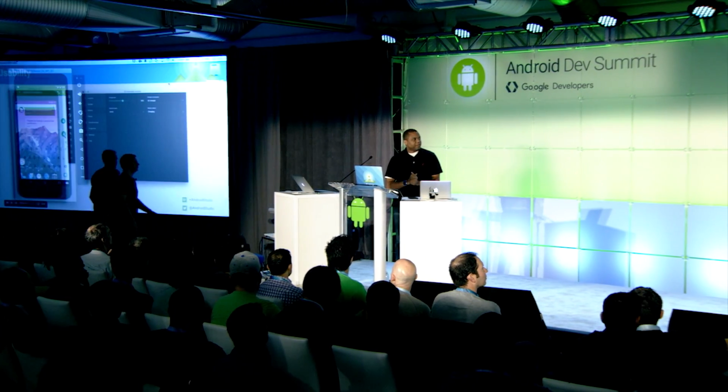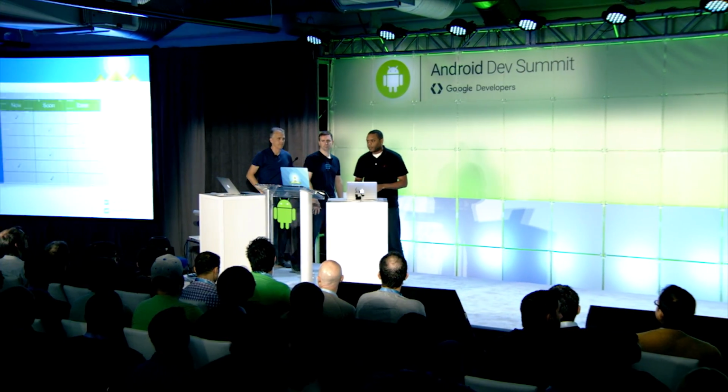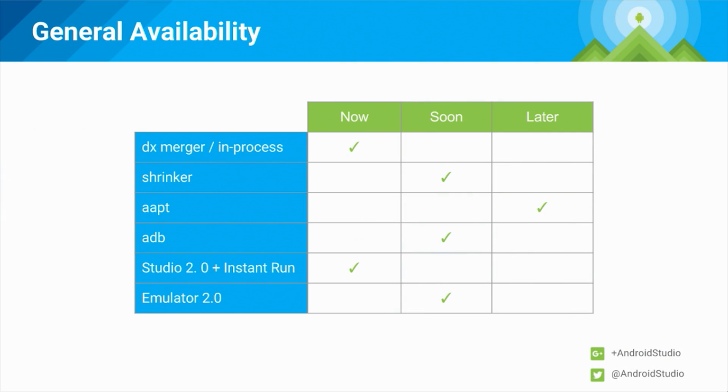Can you switch back to slides, please? We talked about a lot of different features in this session, and a few things are going to be available now. Things like DX merger and InstantRun are available today on the Canary channel. Coming soon, we're adding the shrinker and the emulator. Actually, the APT is coming later, in a few weeks. And with that, we have a little time for questions.